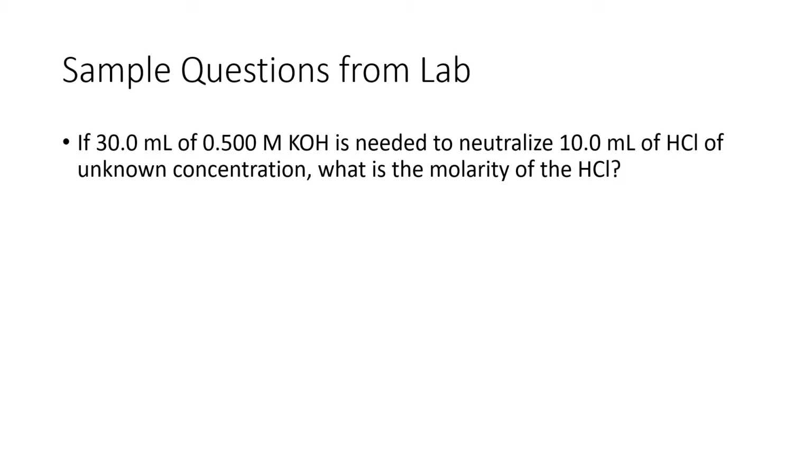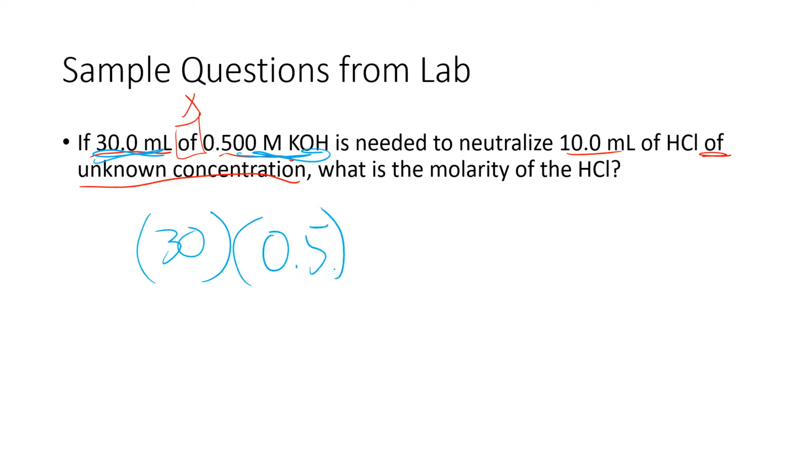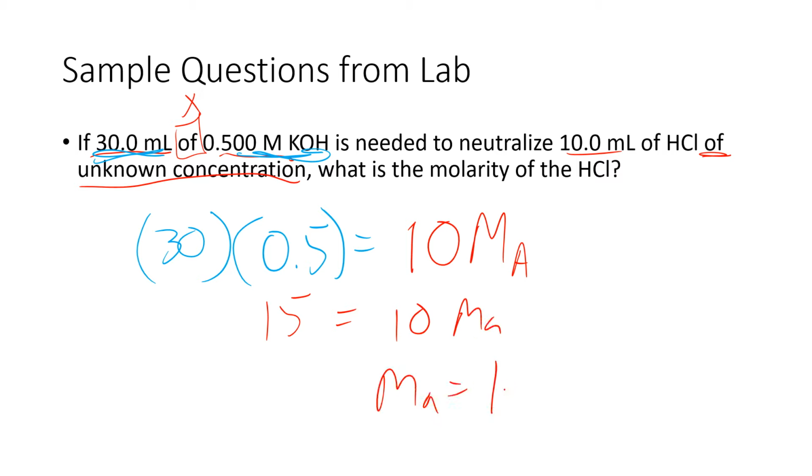Remember from anything you've ever taken in math that the word "of" means times. So you're going to multiply this times that, and this times unknown. That'll be your x. So 30 mL, in this case, that's the base, because it's KOH. So 30 times 0.5 is going to equal 10 times x. And the x will be the molarity of the acid. So this turns out to be 15 equals 10 MA, and then MA equals 1.5 molar. And there you figured it out. So that's how you do titration.